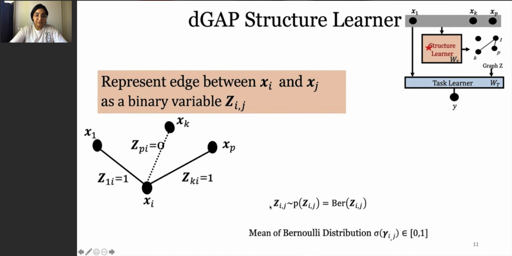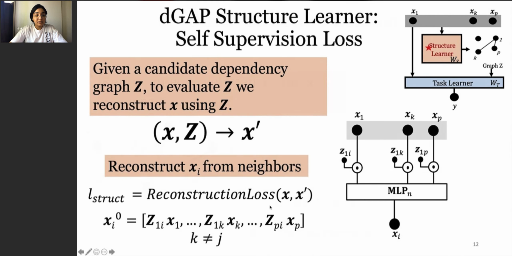In the structure learner, we represent each edge between two variables, xi and xj, as a binary variable zij. Zij follows a Bernoulli distribution parameterized by gamma. Given a candidate dependency graph Z, to evaluate Z, we reconstruct X using Z. So we reconstruct each node Xi from its neighbor or parent nodes determined by the dependency graph. To see how well Z fits the data, we use the reconstruction loss.